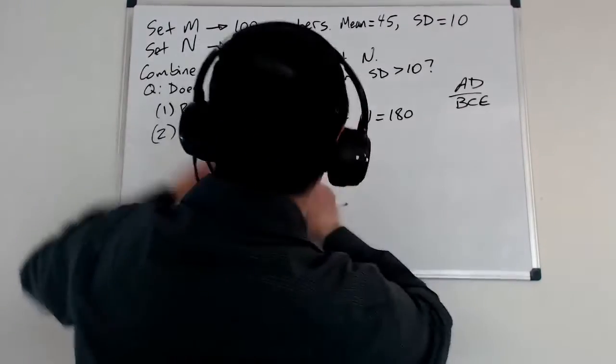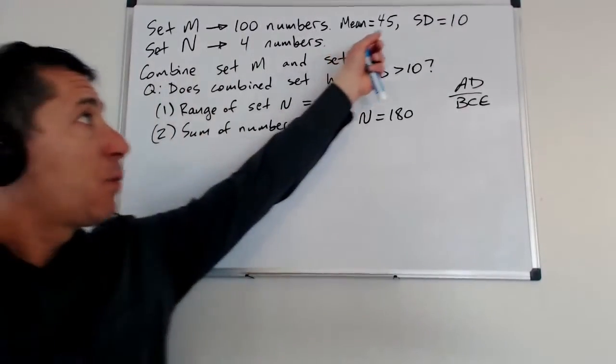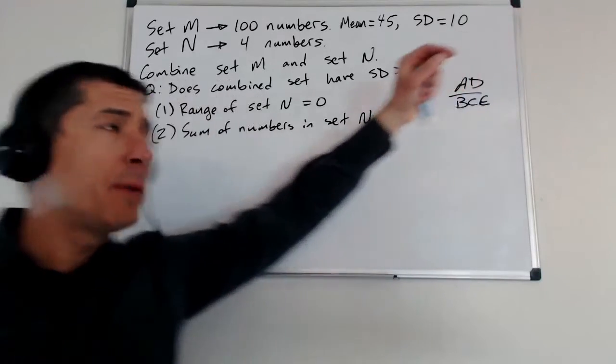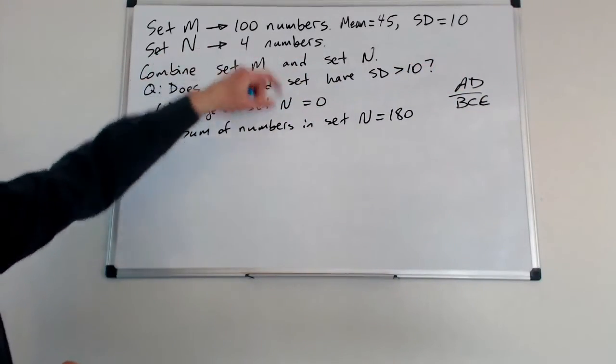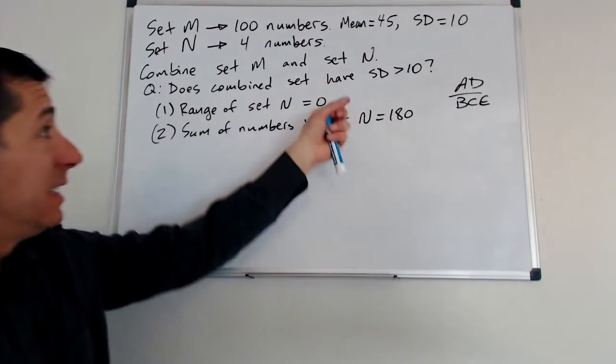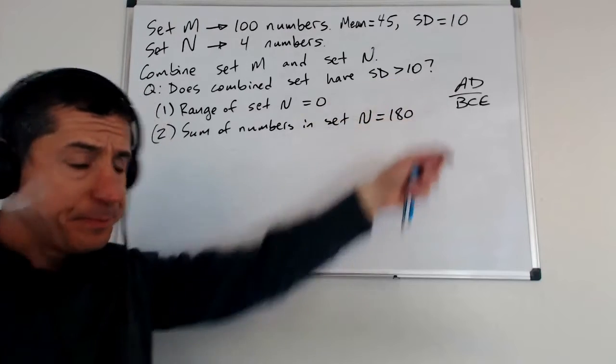So I've got 100 numbers in set M. They give me the mean, 45, standard deviation 10. Standard deviation apparently is always 10 in our problems at GMAT Ninja. Set N has 4 numbers. We're going to combine those two sets. And the question is, is the standard deviation bigger than 10 now?